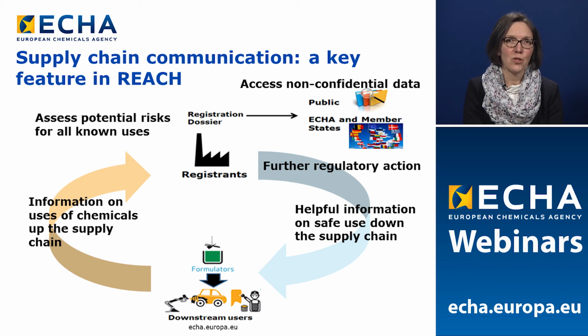Registrants process the information on uses received together with other data in order to confirm the conditions of safe use. Registrants have then the obligation to send information on safe use down in the supply chain, and this is represented in the picture by the arrow on the right. Ideally, the information which goes up should be the same as the one going down. This means indeed that the conditions of use described by downstream users are confirmed to be safe by registrants.